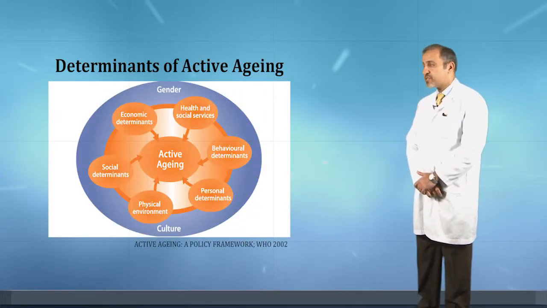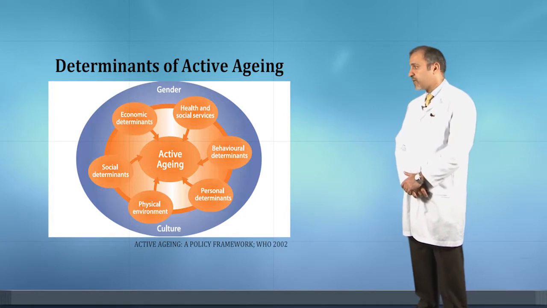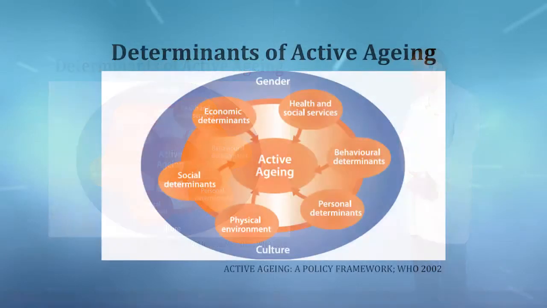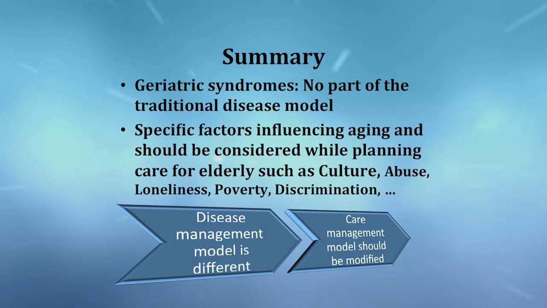There are many determinants of active aging, including the economic determinants, health and social services, behavioral, personal determinants, physical environment, and social determinants. All are part of the active aging process. In summary, geriatric symptoms are not part of the traditional disease model, and specific factors influencing aging should be considered while planning for care of the elderly, such as culture, abuse, loneliness, poverty, and discrimination. Disease management model is very different, so the care management model should be adopted appropriately.